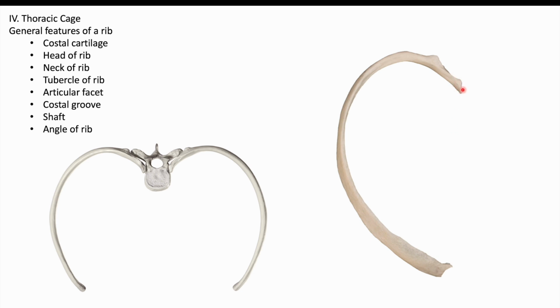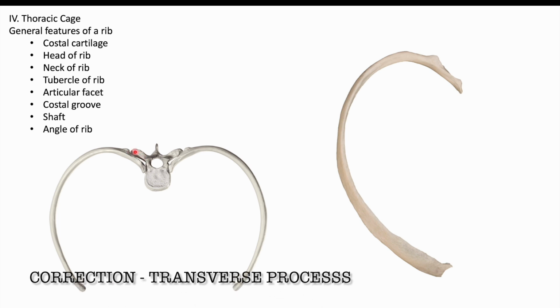And with the head region, there are going to be two facets here. The two flat surfaces are going to articulate with the costal facets in the vertebra that we saw earlier. Now, there's also this little bump right here. This is the tubercle. And between the tubercle and the head, you have the articular facet. This articular facet right here is going to articulate with the spinous process of the thoracic vertebra.